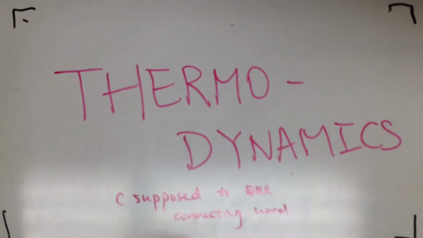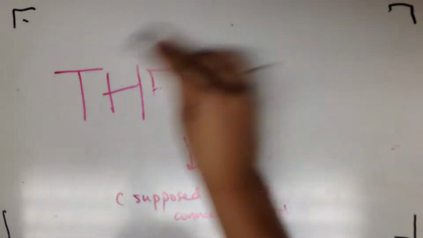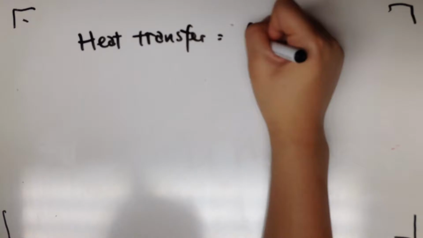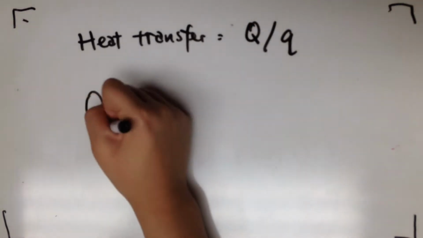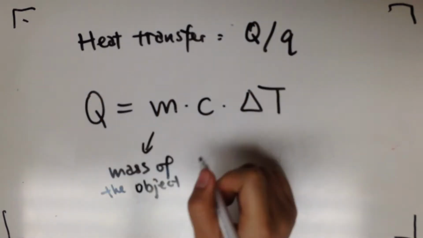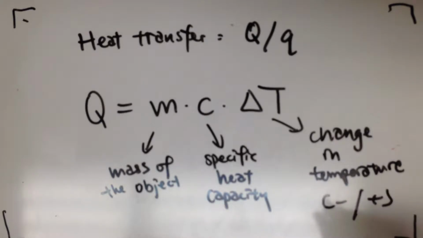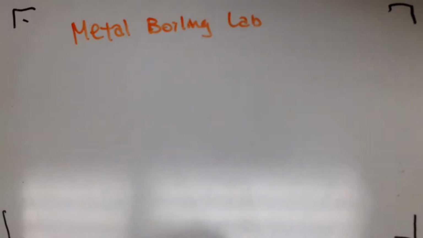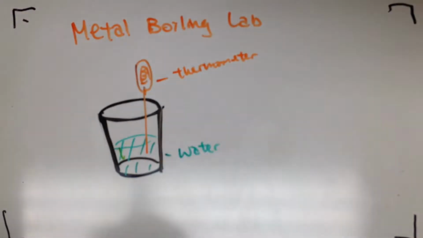All the scenarios we talked about are included under one term, thermodynamics. Thermal energy, heat transfer. Heat transfer can be referred to as Q, and so we come across this mathematical equation Q equals mc delta T, which is the multiplication of the mass of the object, its specific heat capacity, and temperature change. In this metal boiling lab, we will be testing the equation by using the equation.